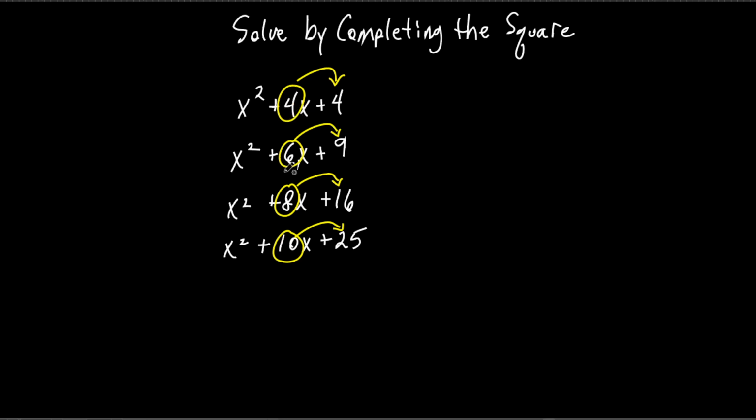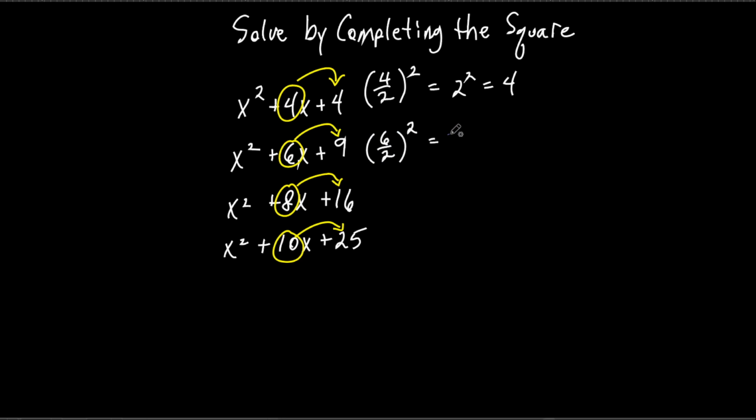Let's see if it works for all four of these. If I take this middle one, divide it by 2, and then square it, do I get that third number? Sure. 4 divided by 2 is 2, and then 2 squared is 4. So it works for that one. Let's see if it works for the other three. So what's my rule? I take that middle number and do what to it? Divide it by 2, and then I do what to that? Square it. Let's see if it works.